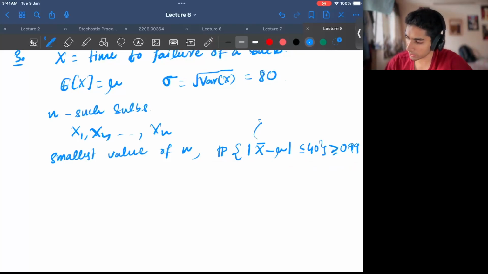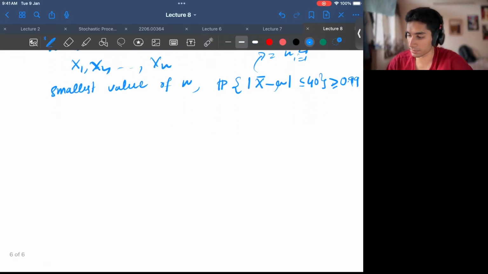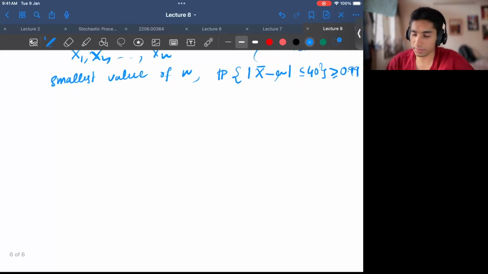Here x bar is equal to 1 by n summation i equal to 1 to n, the average failure time of these n bulbs. So if the question is not clear, let me know. I will go ahead and solve this question.